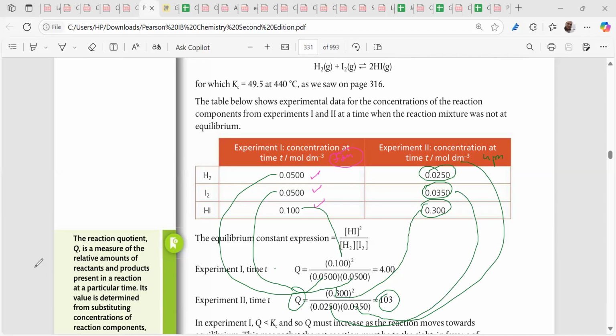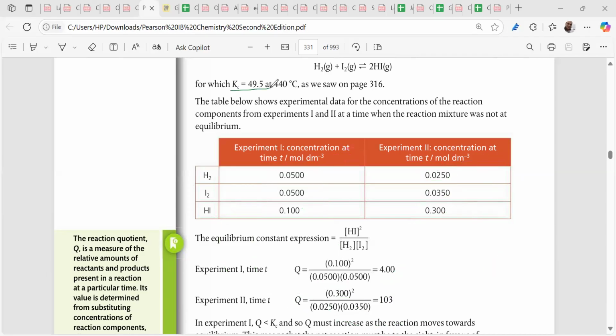Now going to this, when we talk about this Q value, we know the Kc, right? Now you have to do this trick. Suppose Kc is 49.5, right? Kc is 49.5, right? Now how much is the Q you are getting around 7 a.m.? 4, right? Always draw this line, right? How much are you getting the Q at around 4 p.m.? 103, right? So we can tell that at 7 a.m.